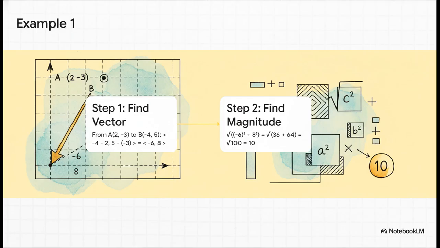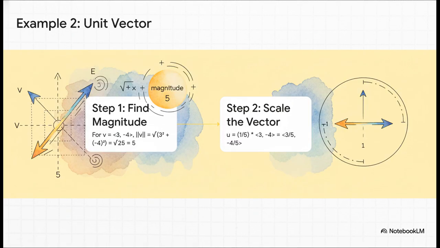For our x component, that's -4 minus 2, which gives us -6. For the y component, it's 5 minus -3, which is 8. So our vector is <-6, 8>. Easy enough. Now for step 2, the magnitude. We take the square root of (-6) squared plus 8 squared. That's the square root of 36 plus 64, which is the square root of 100, giving us a final magnitude of 10. Let's try another one.